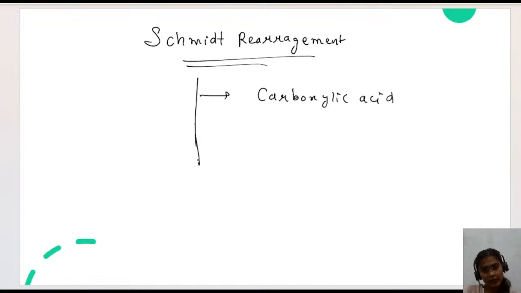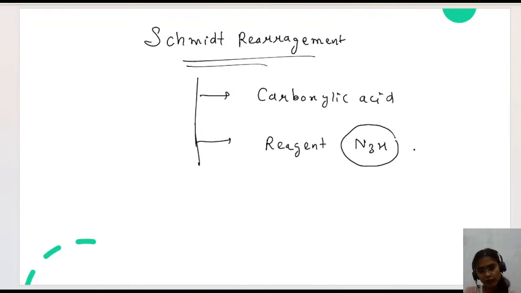And about the reagent, in this case we are using a very special reagent. This is HN3. Can anyone tell me the name of this? If you know, with H2SO4. Yes, what is the name of this acid? This is one of the famous acids in inorganic chemistry, or you can say in the 15th group, the P block elements.